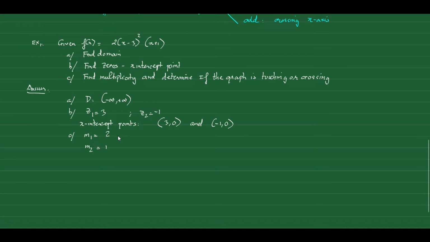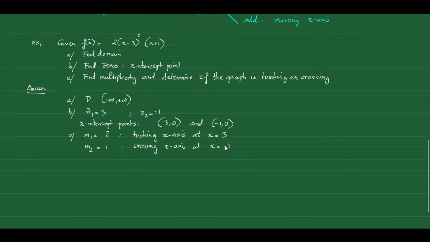Because m1 is 2, we know this is even, and that's why it's going to be touching the x-axis at x equal 3. And m2 is odd, so this will be crossing the x-axis at x equal -1. Alright, and that's it. That's simple.